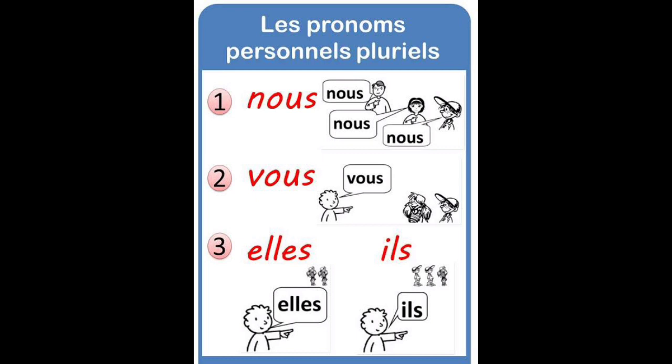The 5th person is vous. So in the photo we see someone that he is talking to 2 people. In English it is you, but for plural, when we talk to more than one person.